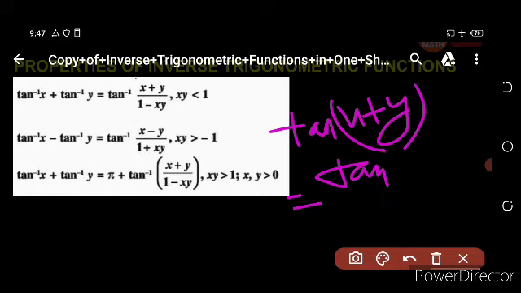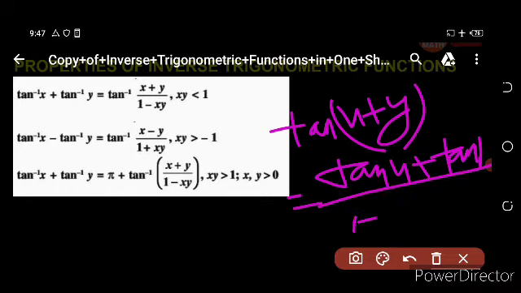tan x plus tan y upon 1 minus tan x into tan y. So here, always consider that tan inverse x plus tan inverse y is equal to alpha. Then let us take tan inverse x is equal to alpha, then x is equal to tan alpha. Similarly, tan inverse y is equal to beta, y is equal to tan beta.